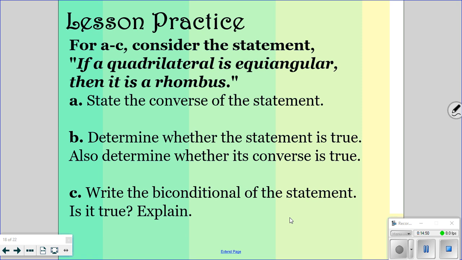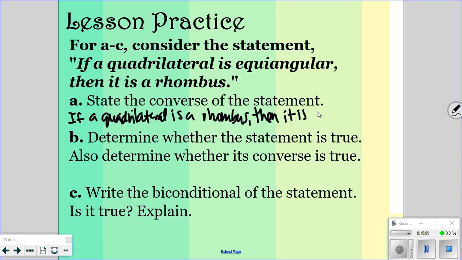So the converse would be: if a quadrilateral is a rhombus, then it is equiangular. Determine whether this statement is true. If a quadrilateral is equiangular, then it is a rhombus. That's not true. Is the converse true? If it is a rhombus, it is equiangular. No. Rhombuses talk about equilateral.